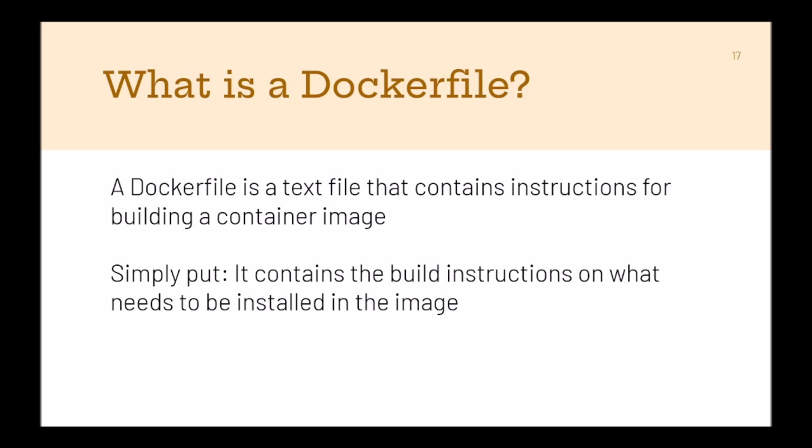So, if we need to install Python, if we need to install a web server like Apache or Nginx, or if we need to install a database, this Dockerfile will contain all of the dependencies listed out, all of the commands, all of the configuration, the environment variables, so that we can simply execute one command to create that image.